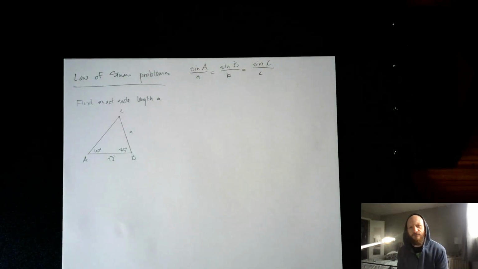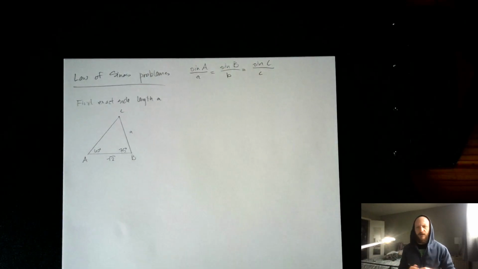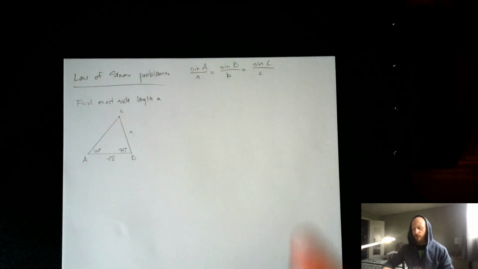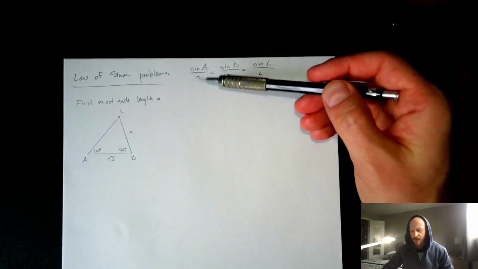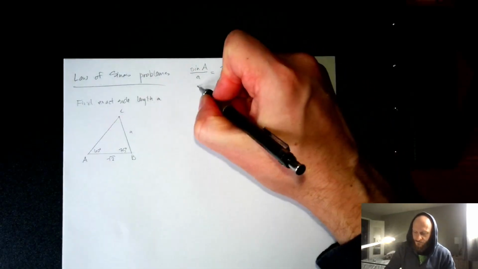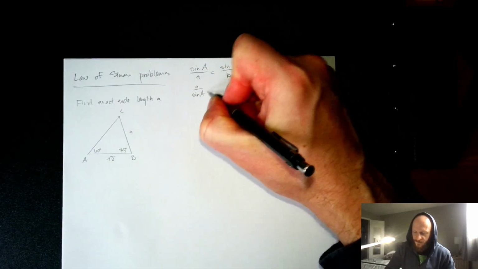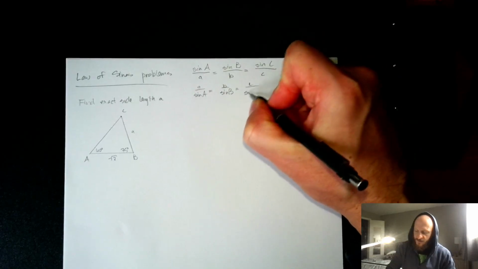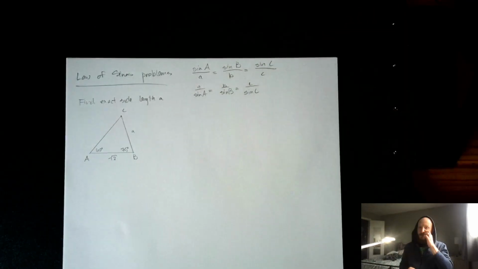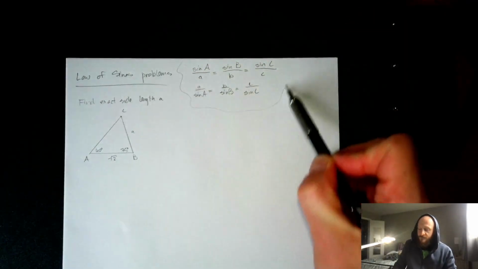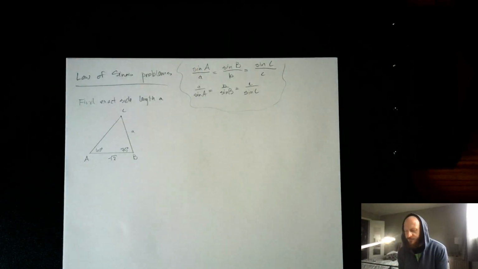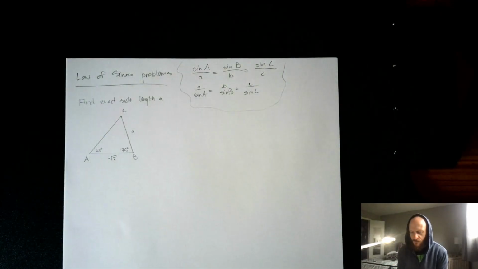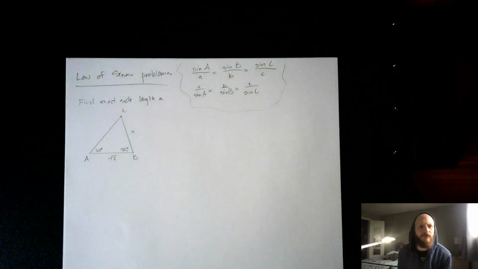The sine of A over A equals the sine of B over B equals the sine of C over C. Depending on your book, it might be written this way or as the reciprocals: A over sine of A equals B over sine of B equals C over sine of C. These are both the exact same thing. They're both the law of sines. All right, so let's see if we can use that fact to solve this problem.